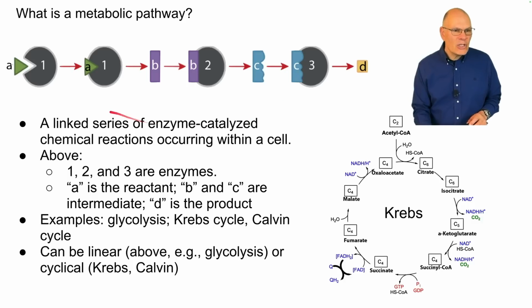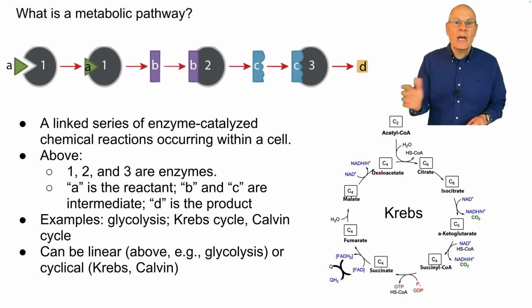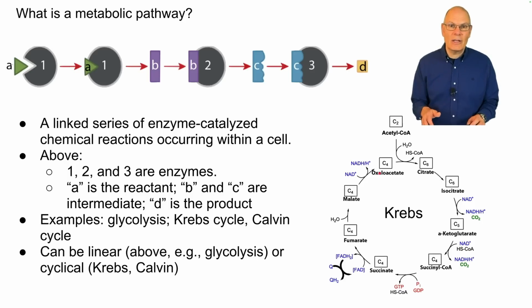And these reactions can be linear. So glycolysis is a linear reaction. You have a beginning point and an end point, or they can be cyclical, like the Krebs cycle and the Calvin cycle. So for example, in the Krebs cycle, this compound over here, oxaloacetate, it's the beginning compound, gets modified, and it also comes back and it's the ending compound. A similar thing happens in the Calvin cycle.